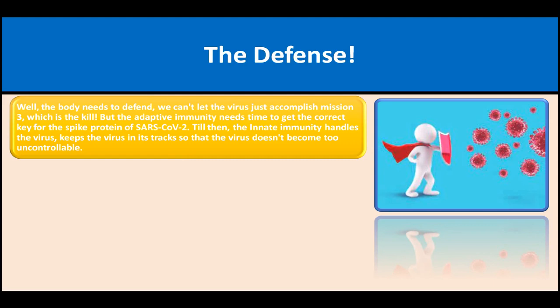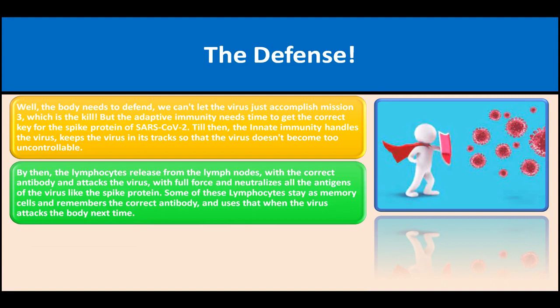Till then, the innate immunity handles the virus, keeps the virus in its tracks, so that the virus doesn't become too uncontrollable. Innate immunity just keeps on killing small parts of the virus, and the virus has to waste time on innate immunity. And by then come our heroes, the B lymphocytes, which release from the lymph nodes with all the correct antibodies and attack the virus with full force and neutralize all the antigens of the virus, like the spike protein. Some of these lymphocytes become memory cells and remember the correct antibody and use that when the virus attacks the body the next time.